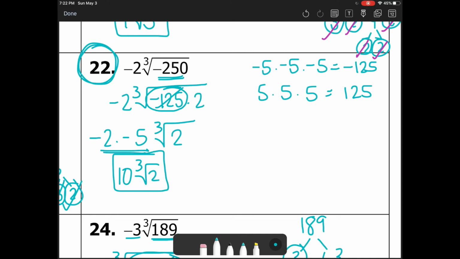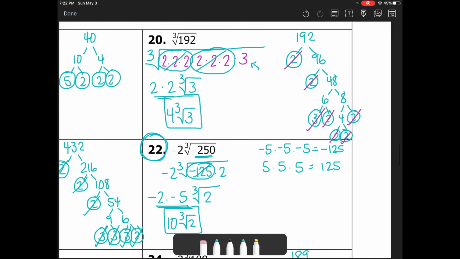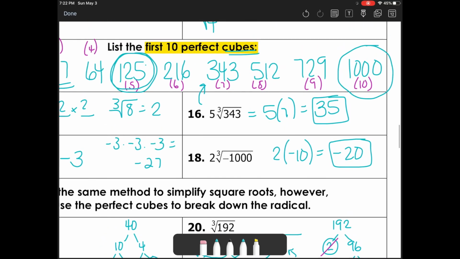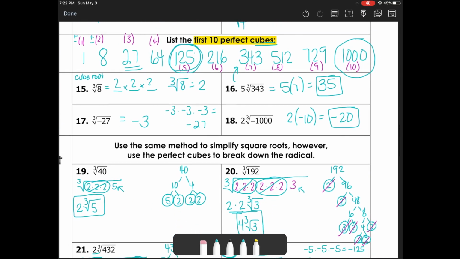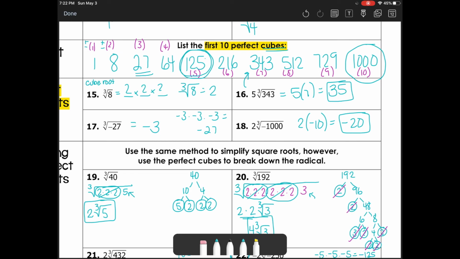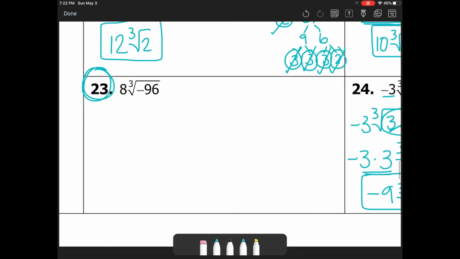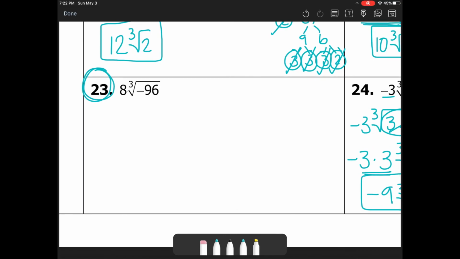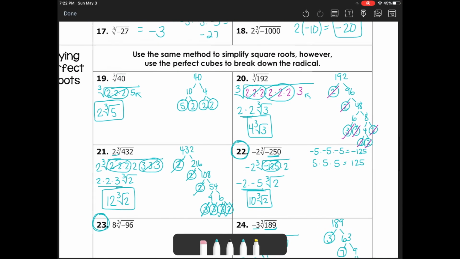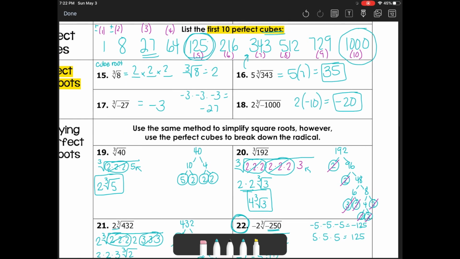Okay, instead of breaking down 250 all the way down to primes, I only want to break it down far enough that I can see one of these perfect cube numbers. And I want to attach the negative to the perfect cube. So let's look at number 23. We'll do this one the same way. Okay, so I have -96. Look at these perfect cubes and think to yourself, which one times something would be -96. Think about that for a second.